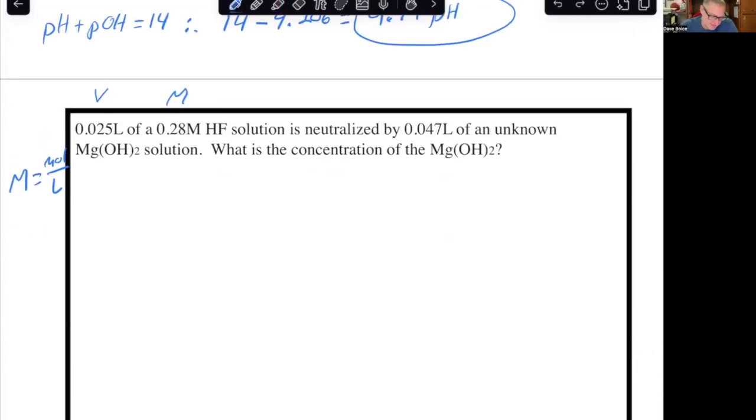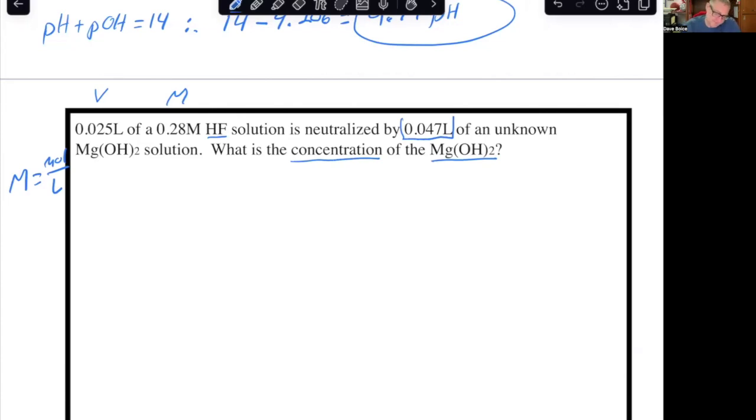Okay, and so I have hydrofluoric acid and I have magnesium hydroxide. And what I want is the concentration of my magnesium hydroxide. But the problem is I can't do that if all I have is the volume. I also need the number of moles because concentration is moles per liter. But I can figure out how many moles it took to neutralize this. So let's figure that out with the hydrofluoric acid.